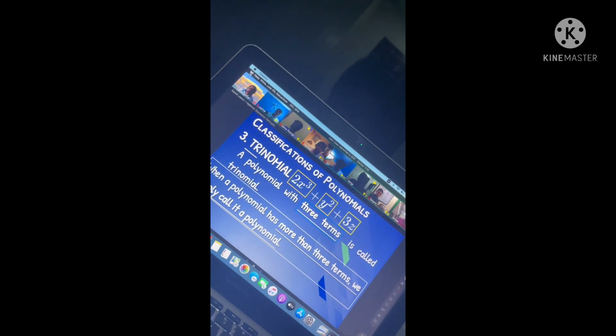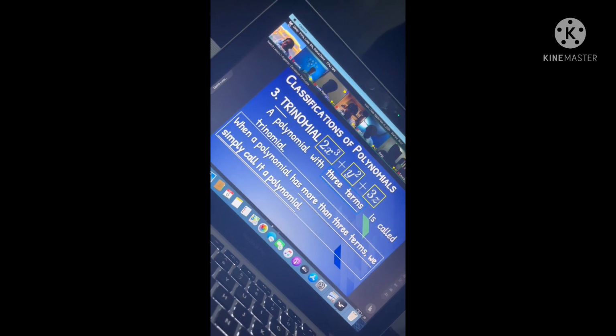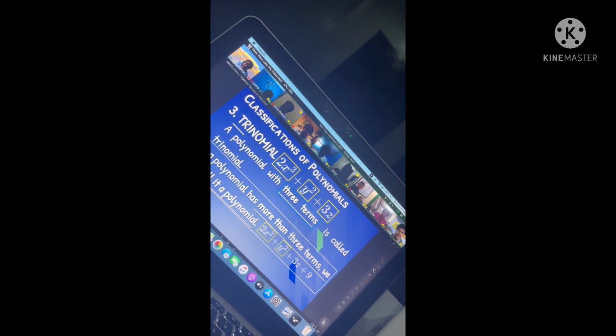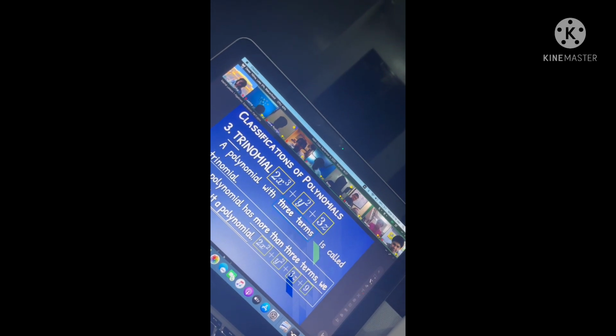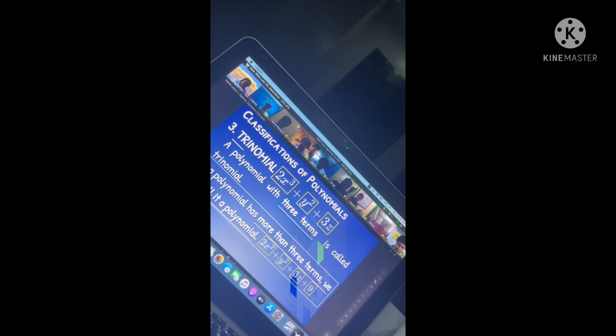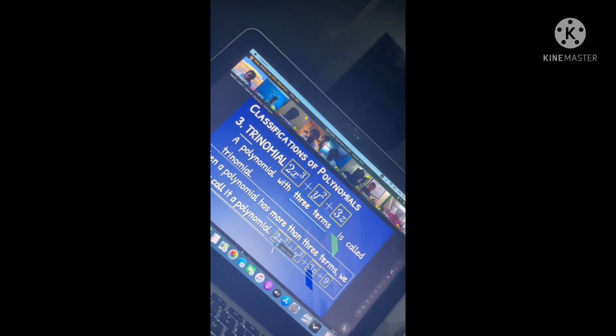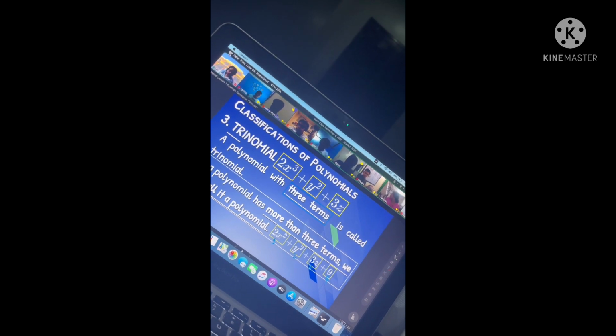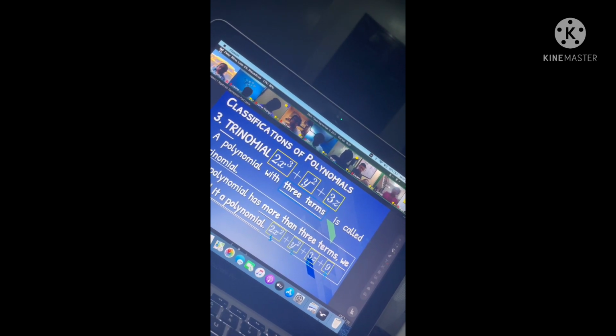Okay. So, when a polynomial has more than 3 terms, kapag more than 3 terms, we simply call it a polynomial. So, an example here, 2x squared plus y squared plus 3z plus 9. So, there are 4 terms. So, 1, 2, 3, 4. Kaya siya naging polynomial kasi there are 4 terms.